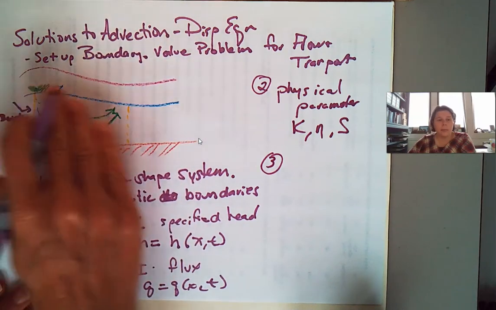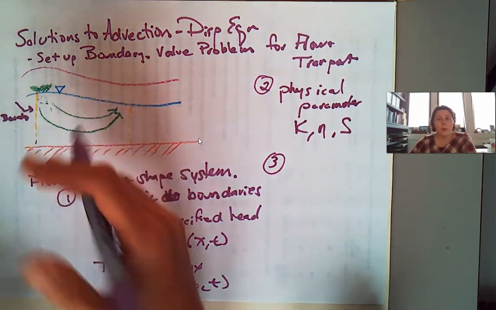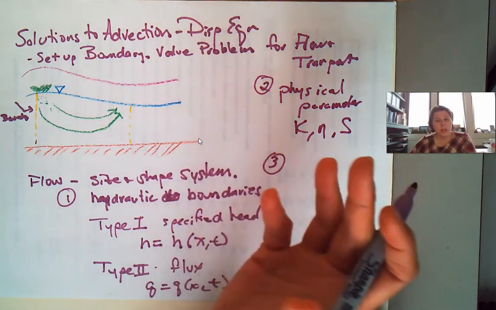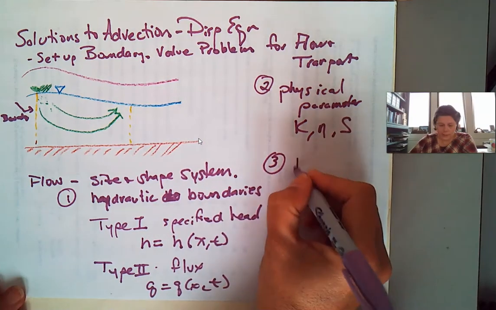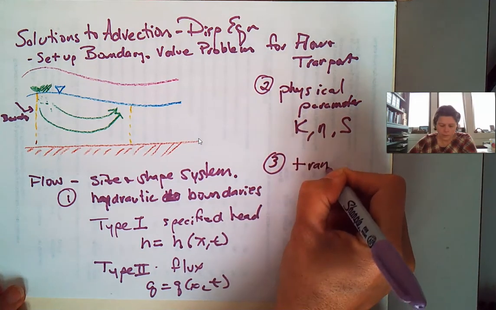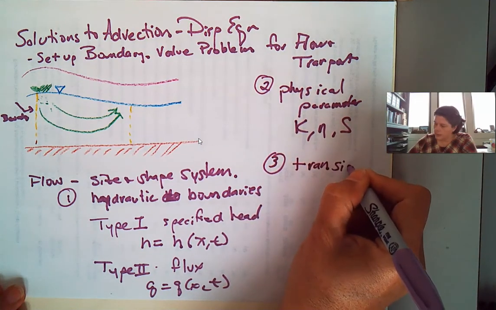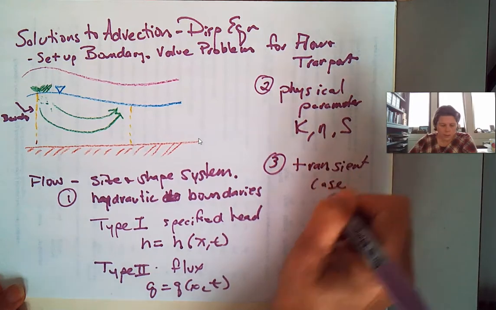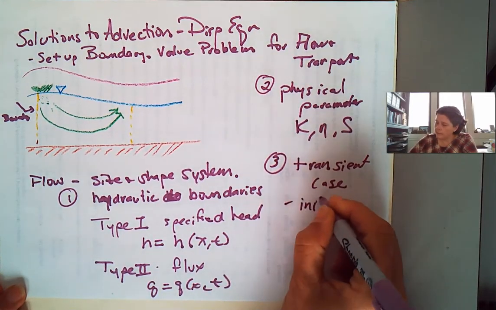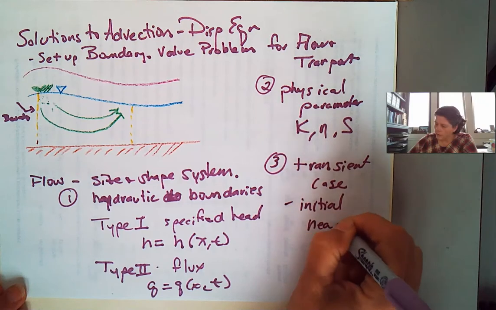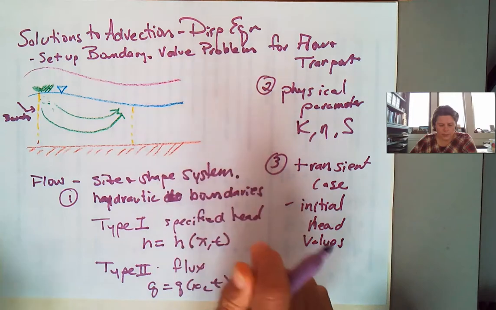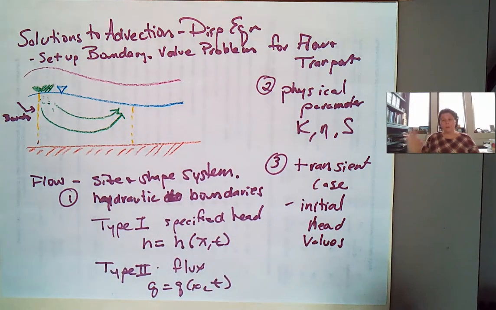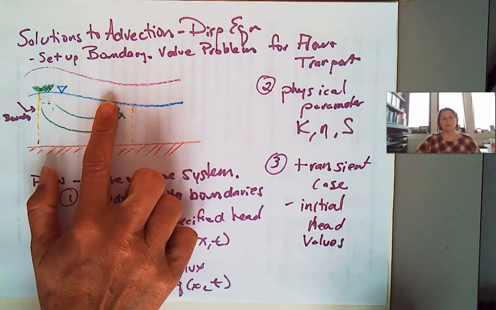If we know what the initial heads are across this, and we have transient conditions where it's changing with time, then we could know that. So for a transient case, we need to know the initial head values inside of the boundary conditions. We can only model as well as what we can measure, so only as best we can understand the system.